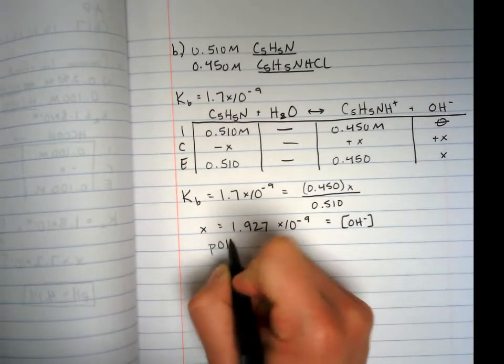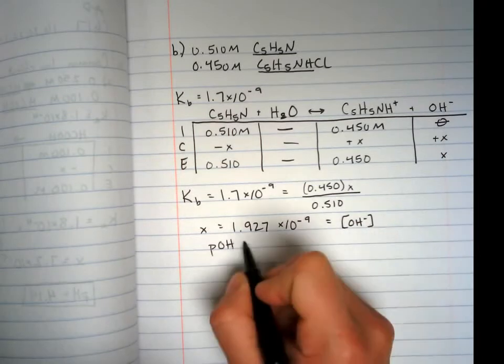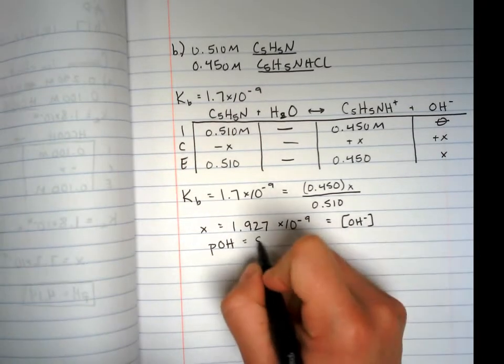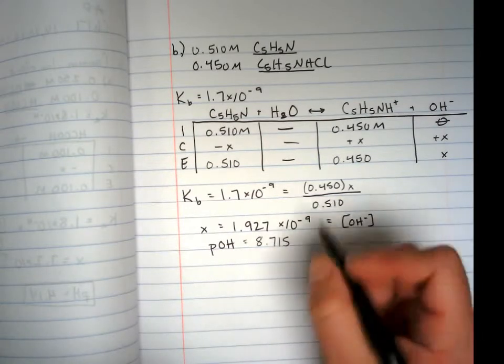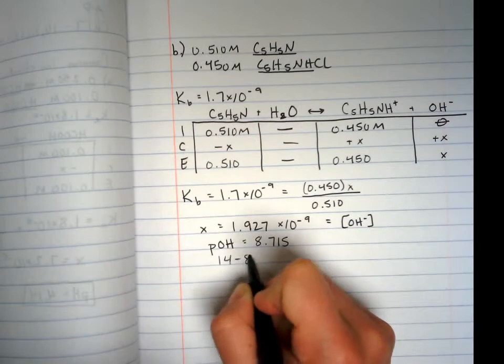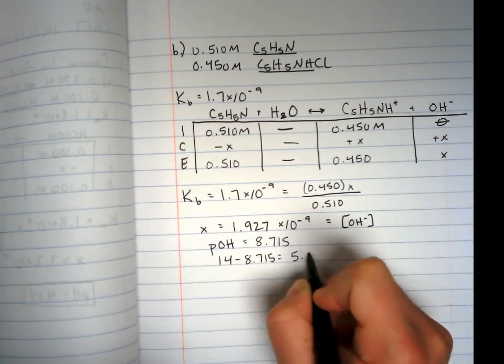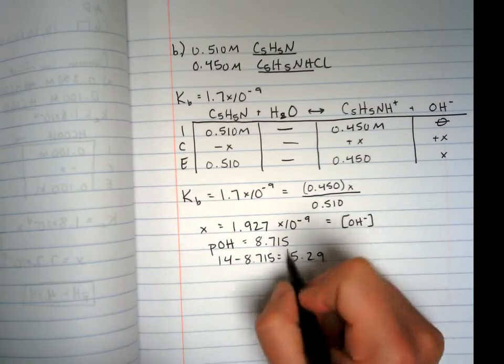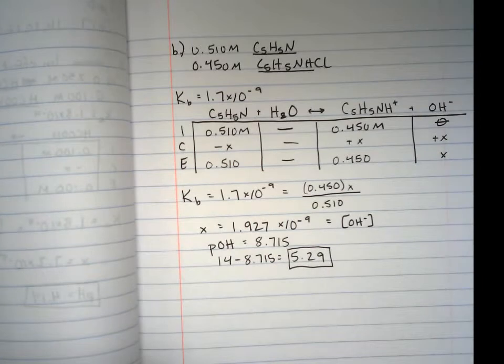So if I solve for my pOH, I think that's, for me, the easiest way to go about it, is to just figure out what the pOH is. And I get that it's 8.715. And then remember, to get to my pH, I'll just go 14 minus 8.715. And that's going to give me 5.29, which is my pH.